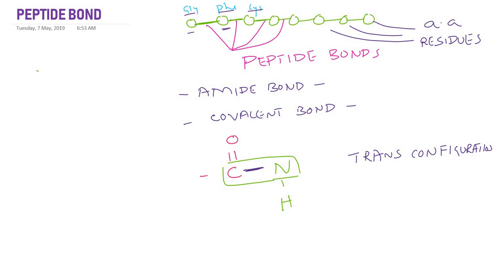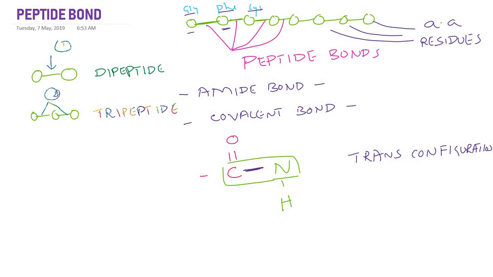When two amino acids join together, there will be formation of a peptide bond, so it is called a dipeptide. When three amino acids join together, we call it a tripeptide. In a tripeptide there are only two peptide bonds. In a dipeptide there is only one peptide bond. Like that, four amino acids make a tetrapeptide. If many amino acids are there, we call it a polypeptide.